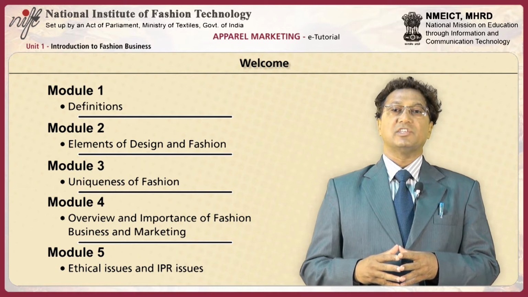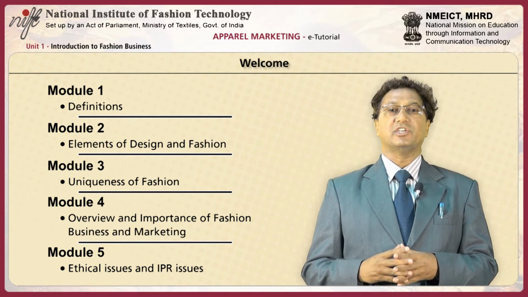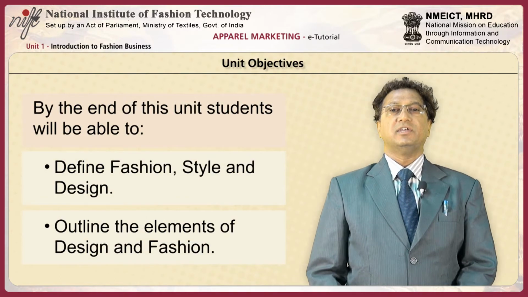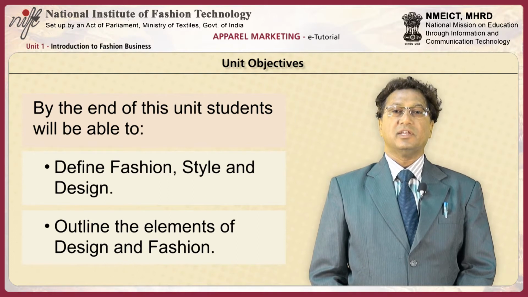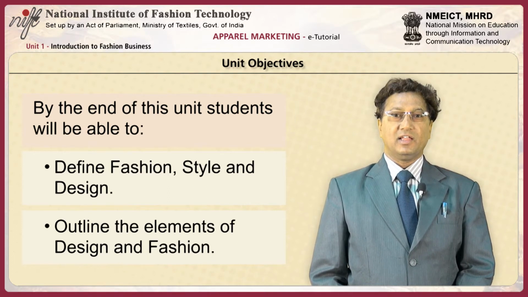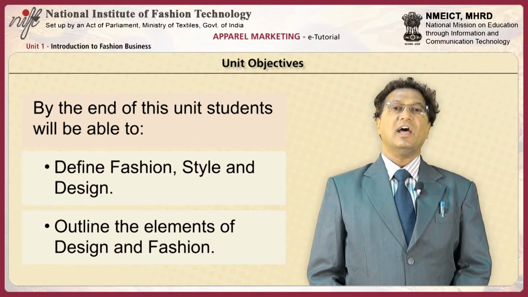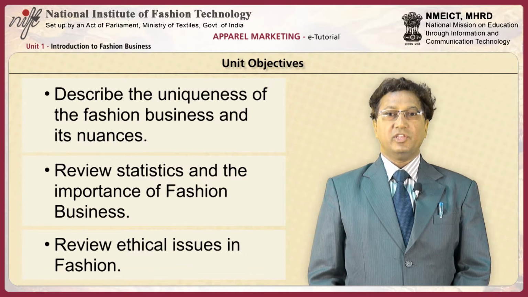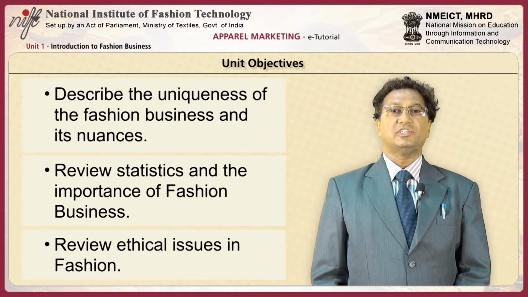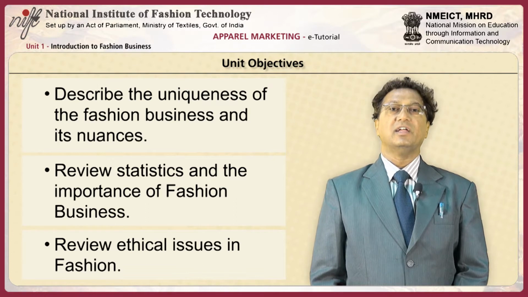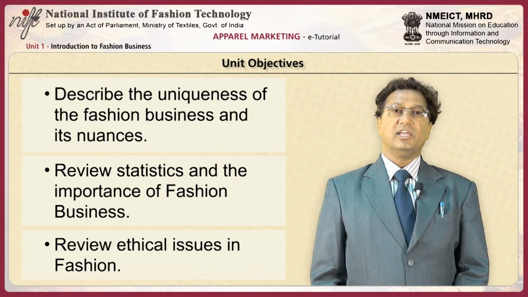This unit comprises 5 modules and a final review section that invites you to reflect on what you have learnt. By the end of this unit, students will be able to define fashion, style and design because these are the major components of fashion. Understand the elements of design and fashion. Describe the uniqueness of the fashion business and its nuances. Review statistics and the importance of fashion business. Finally, understand ethical issues in fashion.